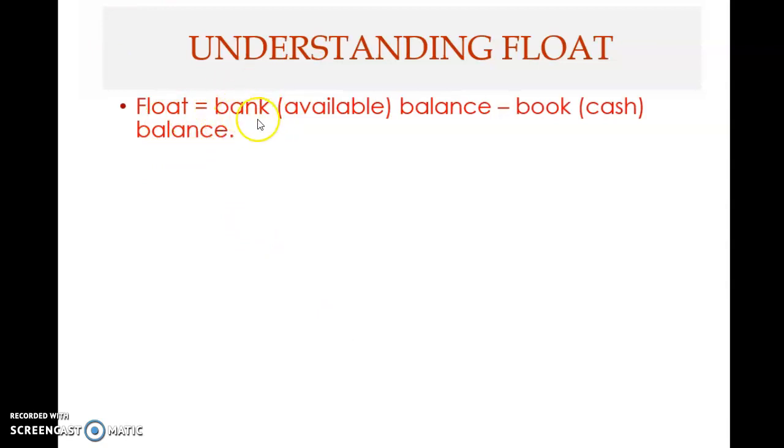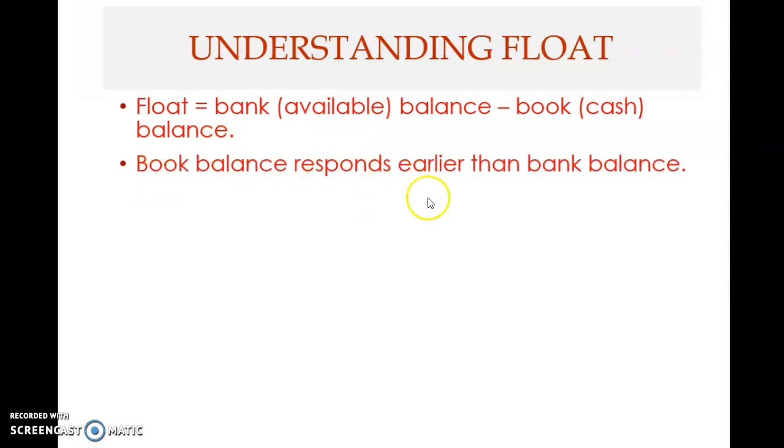Float is the bank or available balance. There are two words referring to the same thing: bank balance or available balance. Here it means the cash balance in the bank. That is called the available balance. Minus the book or cash balance, the cash balance in the company's books. That is why we call it the book or cash balance. We can say available balance means the cash balance in the bank, but cash balance means the cash balance in the book usually. Alright, so the float is the difference between the two.